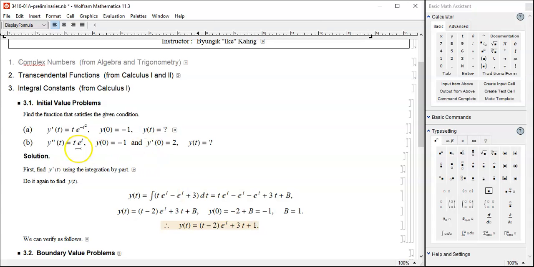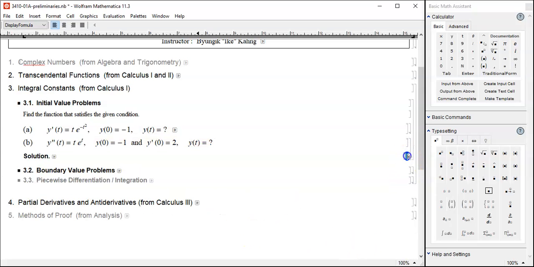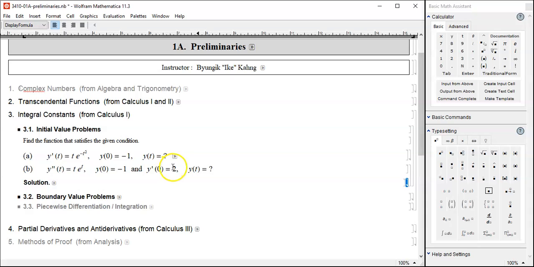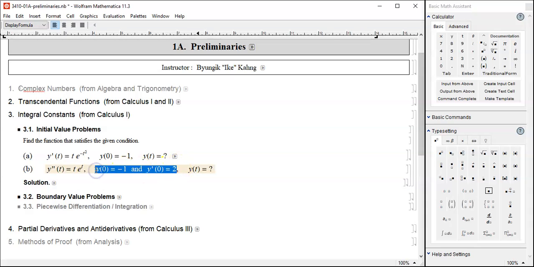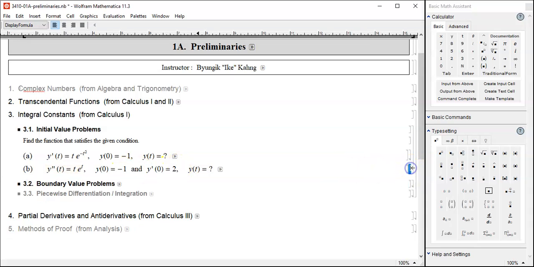So, in a second order differential equation, typically we need two antiderivative computations. So we have two integral constants, so we need two initial conditions, so that we have two unknowns and two equations.